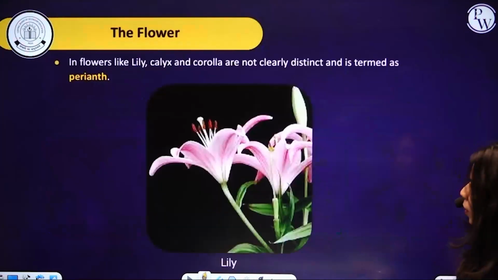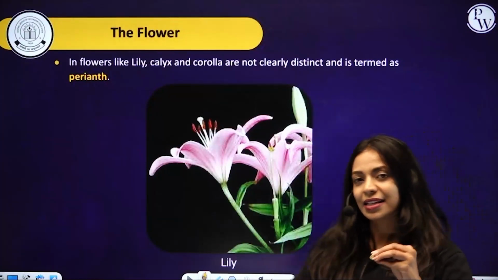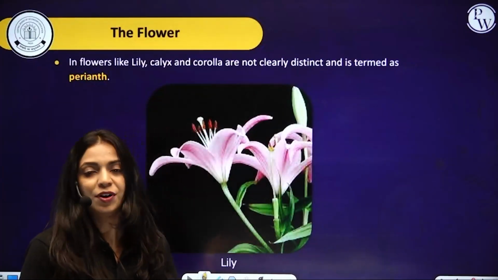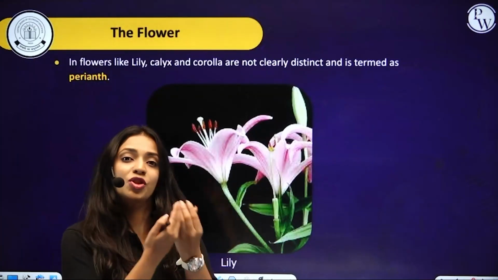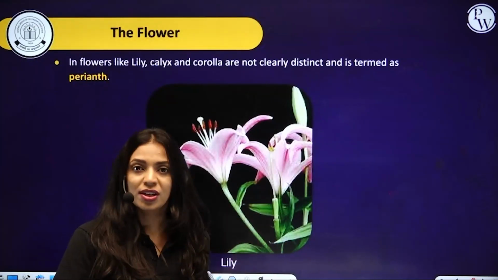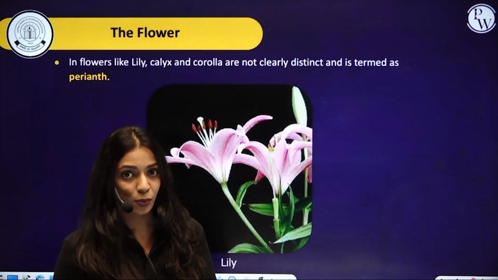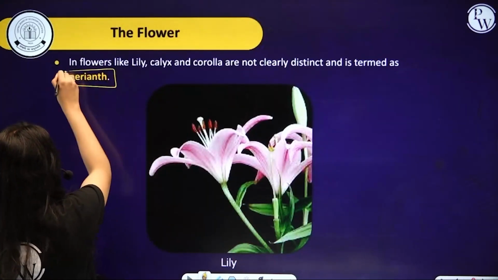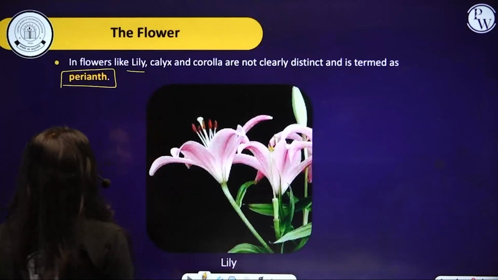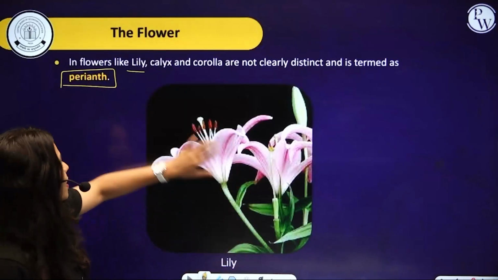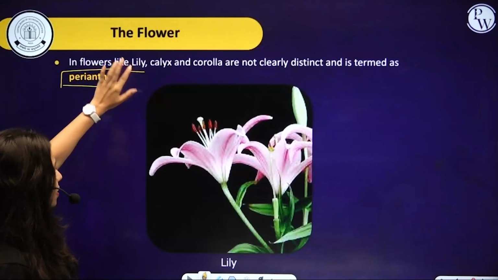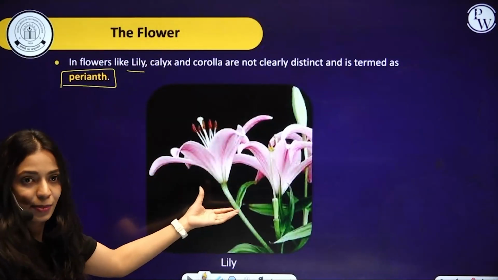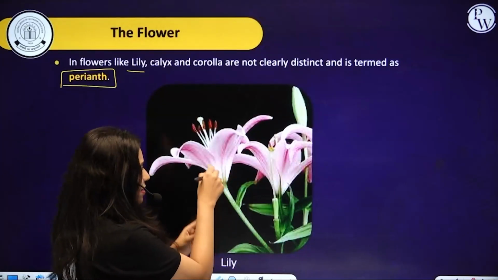Now, in some flowers, the calyx and corolla is not distinguished properly. There is no separate calyx and corolla. Instead, they will just have one whorl, which is non-essential or an accessory whorl. That is referred to as perianth. This can be observed in flowers like lily, which is a monocot plant. So in flowers of lily, the calyx and corolla are not clearly distinct. As you can see in this image here, you don't see calyx and corolla separately.